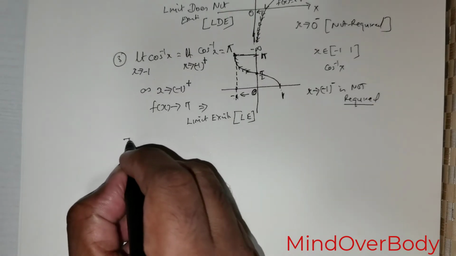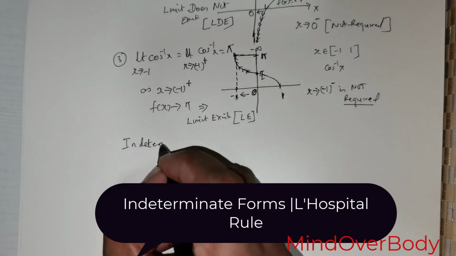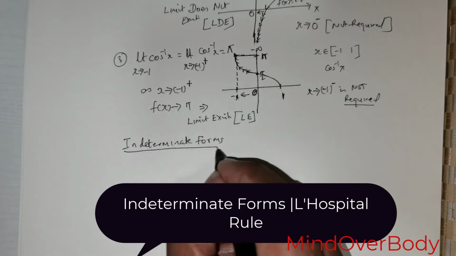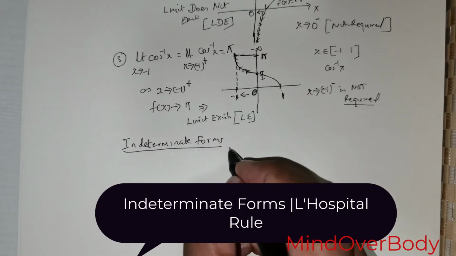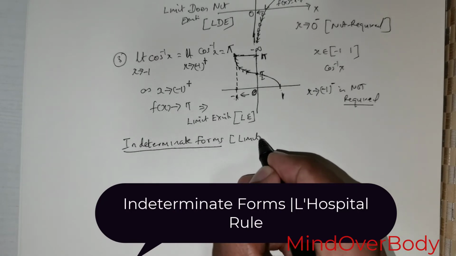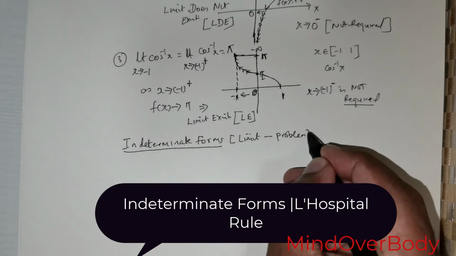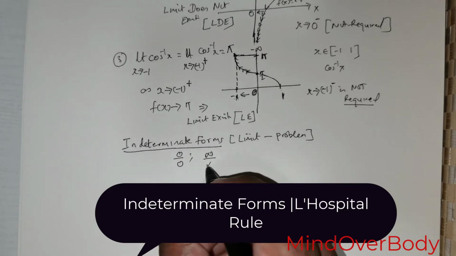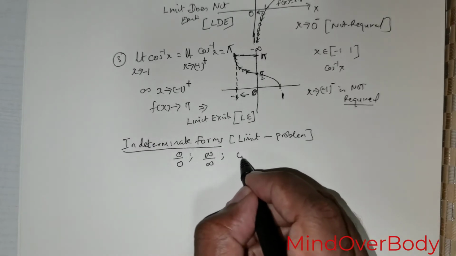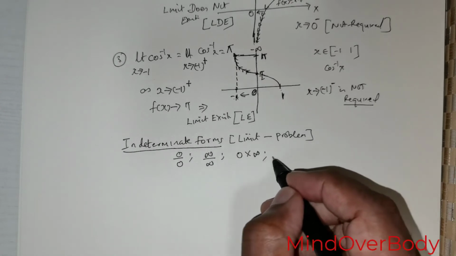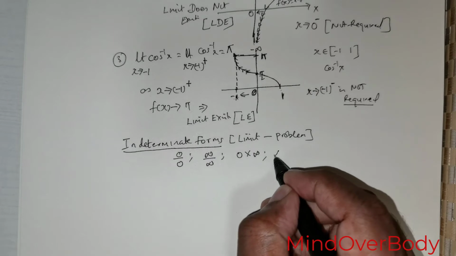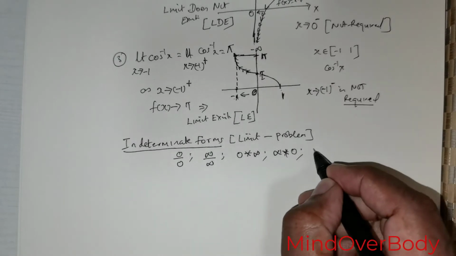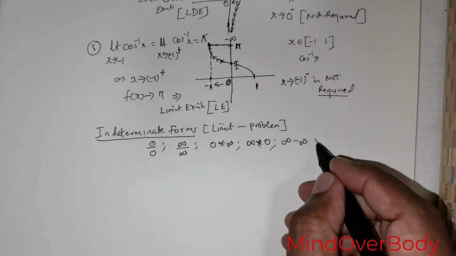Students, we move on to the next topic, which is called Indeterminate Forms. Now the following are considered to be indeterminate forms in limit problems. So let me give you those indeterminate forms. 0 over 0, this is one form. Infinity over infinity, this is also an indeterminate form. 0 multiplied with infinity, this is an indeterminate form. You can also have infinity multiplied with 0, and then infinity minus infinity. This is also an indeterminate form.